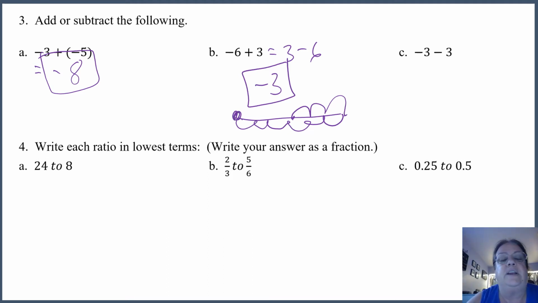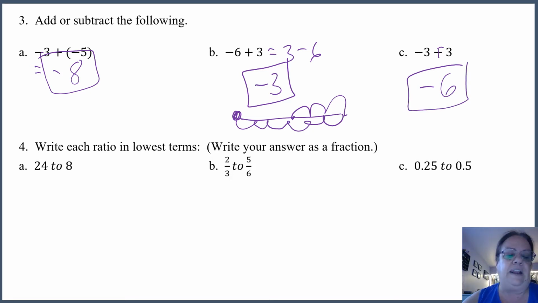-3 minus 3. This one always confuses me. So I like to do a plus a negative. Change the symbol, change the sign. All right, so if I have a -3 plus a -3, that is -6.